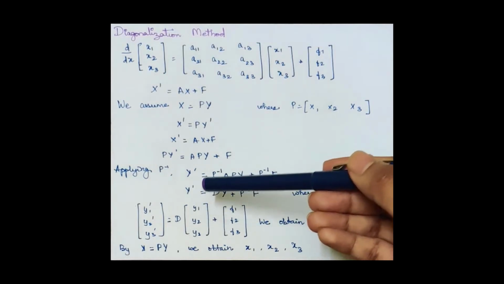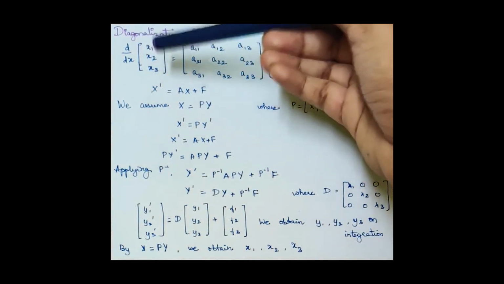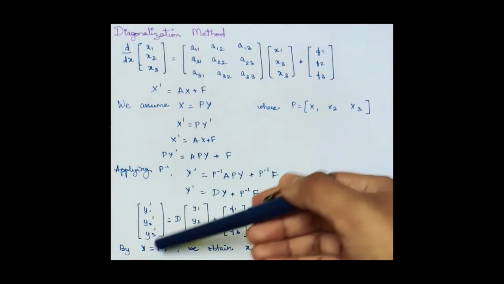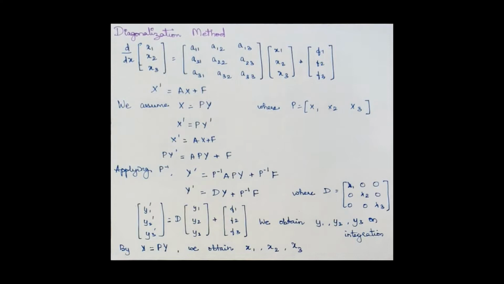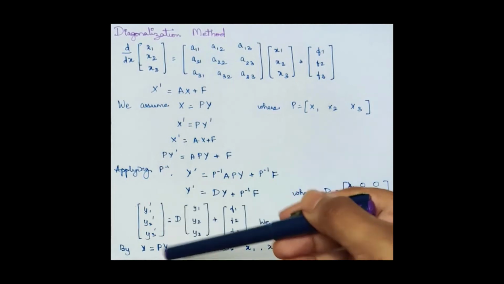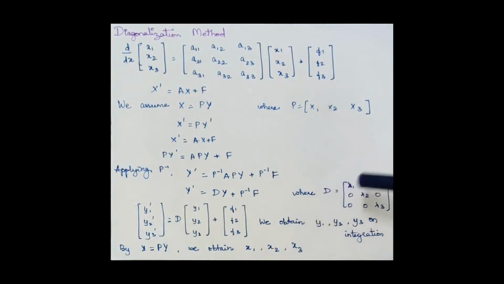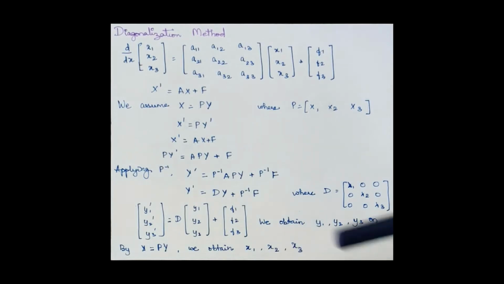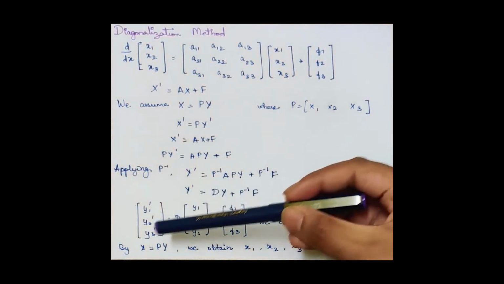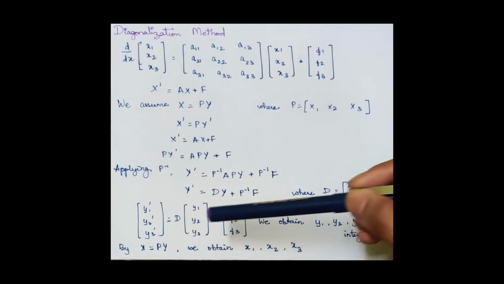Since you have x dash, you mention it as x1, x2 and x3. Here you have y dash, you can mention it as y1 dash, y2 dash and y3 dash is equal to D into y1, y2, y3 plus those functions f1, f2 and f3. To be honest, you obtain y1 dash, y2 dash and y3 dash from here. On integrating, you obtain y1, y2 and y3. So you already know that x is equal to Py. From this we can directly obtain x1, x2 and x3. This is the general format of how you will follow this method to obtain your solution. Here it's P inverse F, that is you're following the same format and substituting the corresponding values of the matrices.